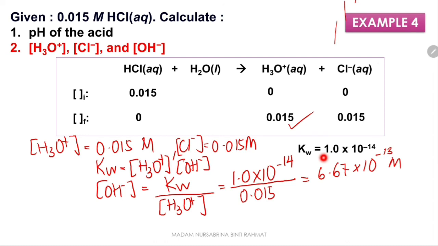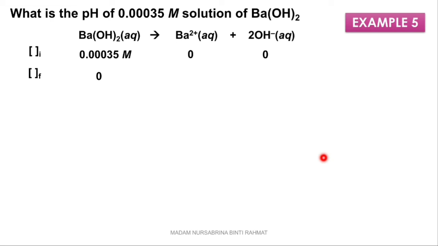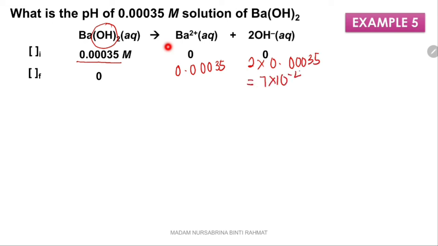Okay, now let's look at a different example, which is barium hydroxide, a strong base. A strong base will release OH minus. Every molecule of barium hydroxide, Ba(OH)2, will release 2 moles of OH minus. So initially I have 0.00035 molar of Ba(OH)2. That means I have 0.00035 molar of Ba2 plus as well. But for OH negative, we have 2 moles, so 2 times 0.00035, you will get 7 times 10 to the minus 4 molar.